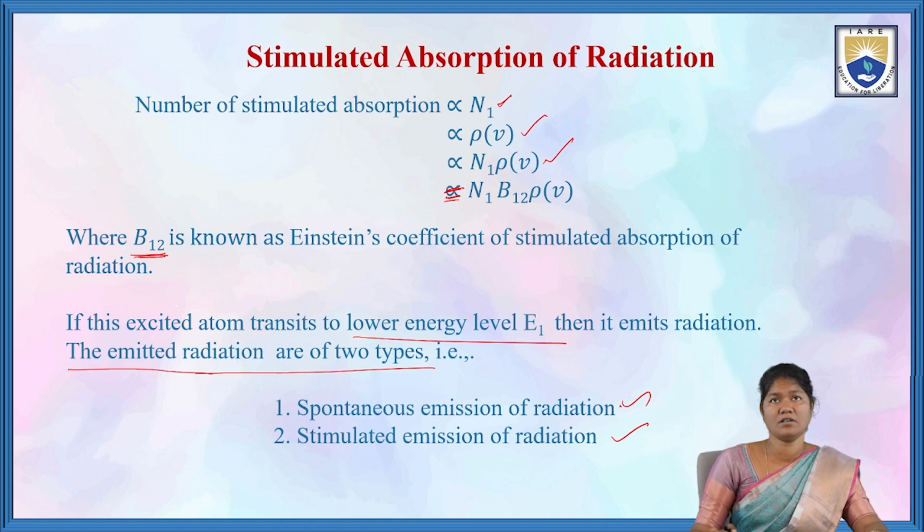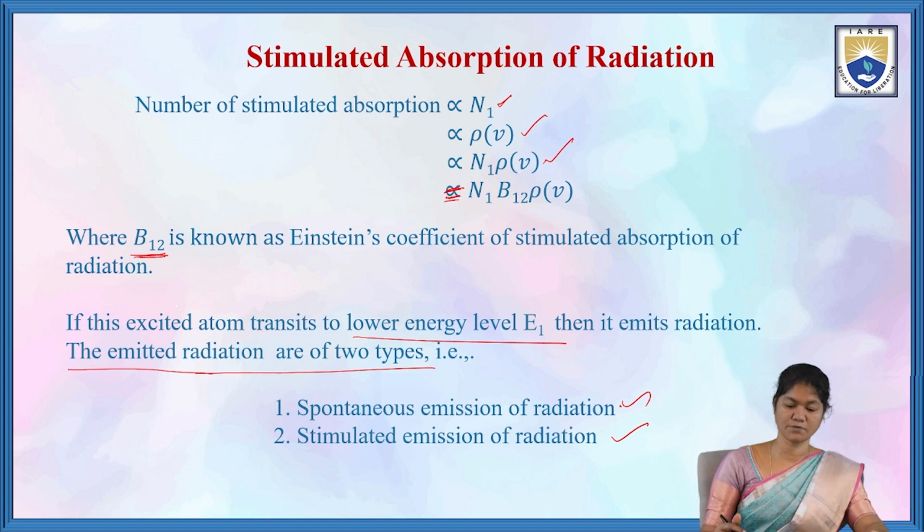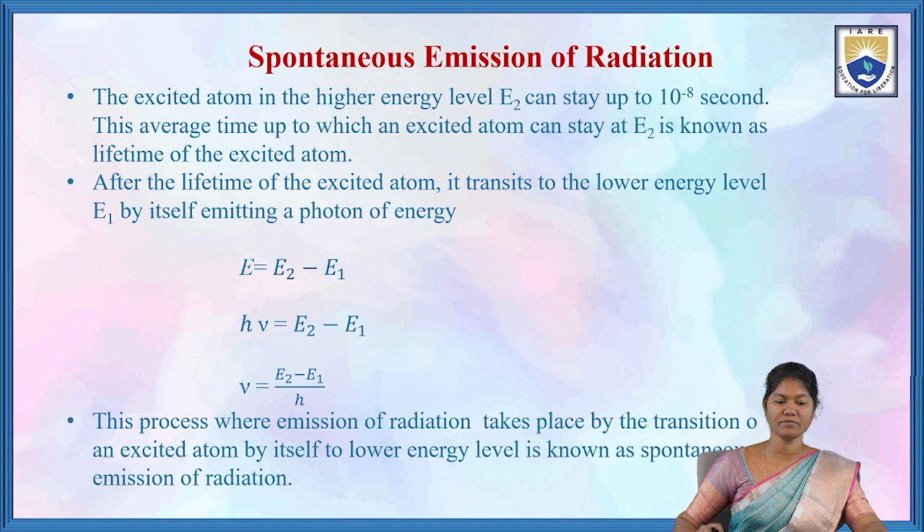Now, by giving an incident photon, this lower energy atom gets excited and is now in the higher energy state. When it transits from the higher energy state, the emitting process takes place in two ways. One is spontaneous emission of radiation, and another is stimulated emission of radiation. So, spontaneous emission of radiation.